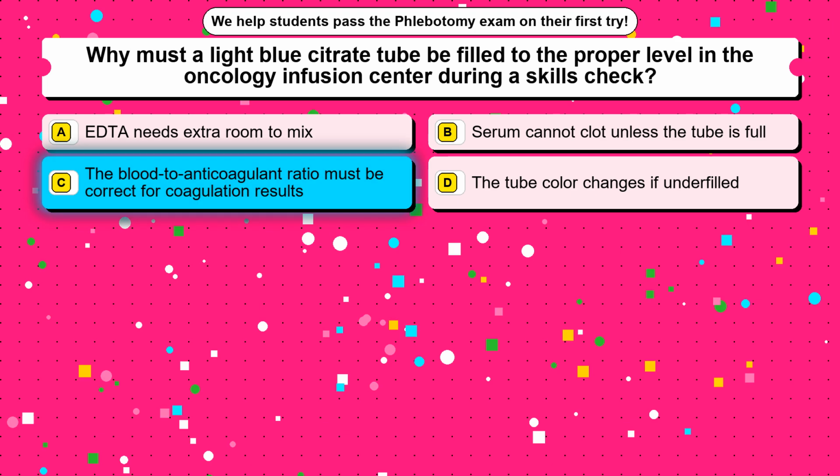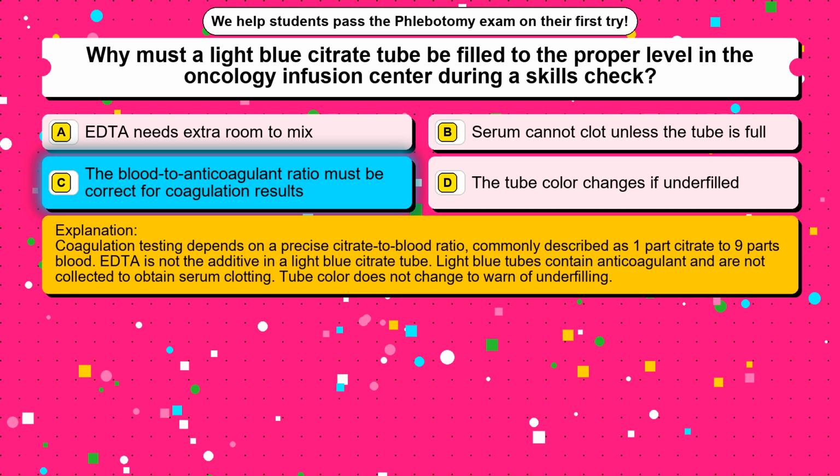The blood to anticoagulant ratio must be correct for coagulation results. Coagulation testing depends on a precise citrate to blood ratio, commonly described as 1 part citrate to 9 parts blood. EDTA is not the additive in a light blue citrate tube. Light blue tubes contain anticoagulant and are not collected to obtain serum clotting. Tube color does not change to warn of underfilling.